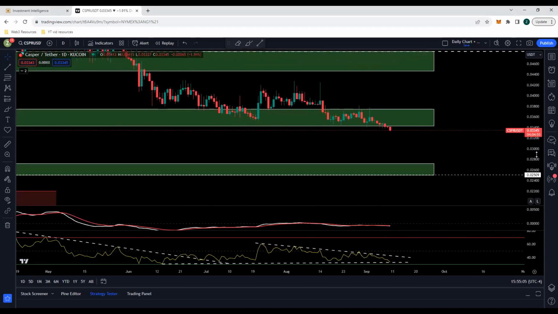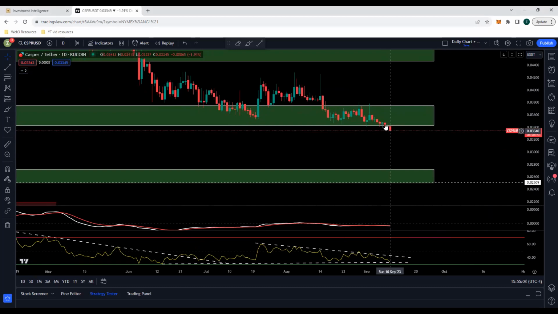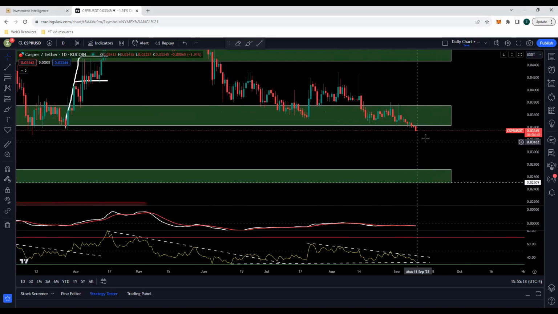On a daily time frame, we're looking to see, hey, is this potentially a liquidity grab for the next move to the upside? But we know that if we end up flipping this demand zone to resistance, aka overhead supply, most likely we're going to gravitate towards the next demand zone to the downside.